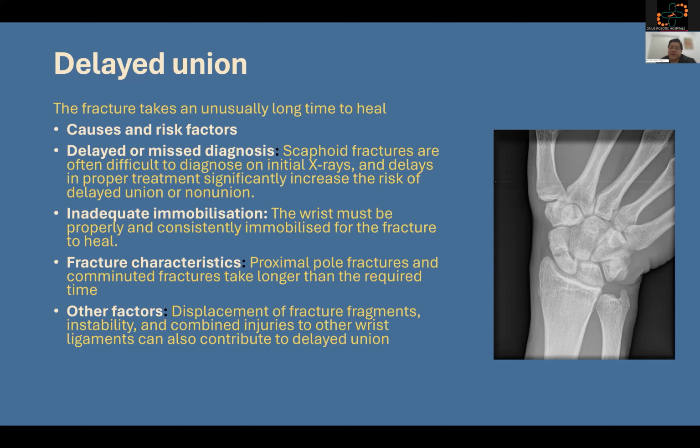Another is inadequate immobilization. Sometimes when you apply a plaster, you don't immobilize the thumb, so you are not immobilizing it properly. Also fracture characteristics. Proximal pole fractures are prone to non-union and delayed union. Other factors include displacement of the fracture fragment, instability, and also comminuted fractures.